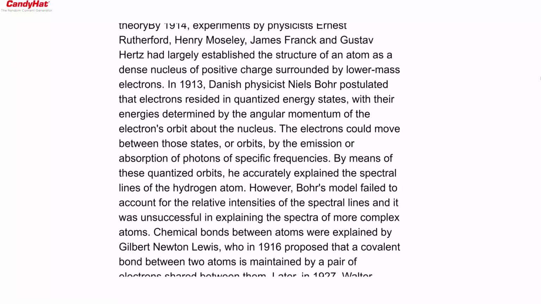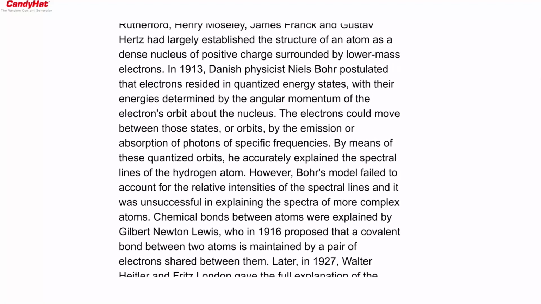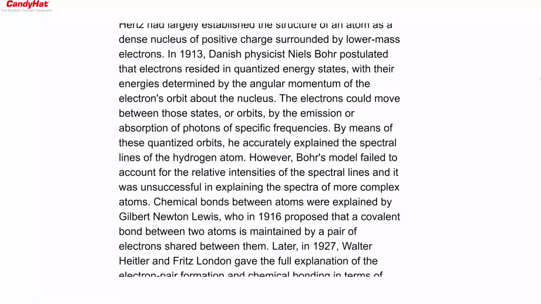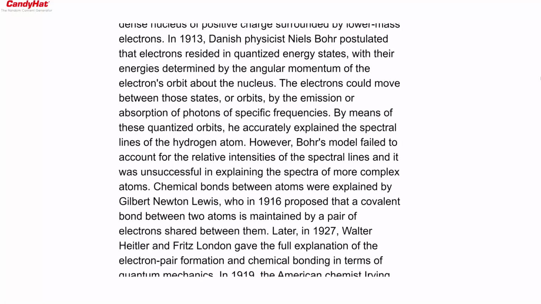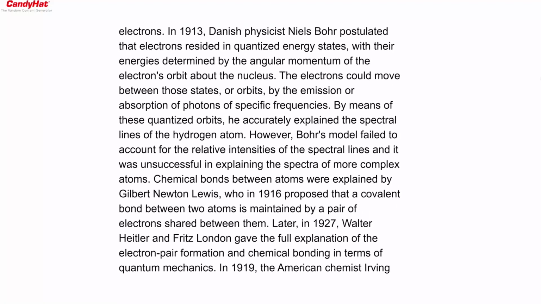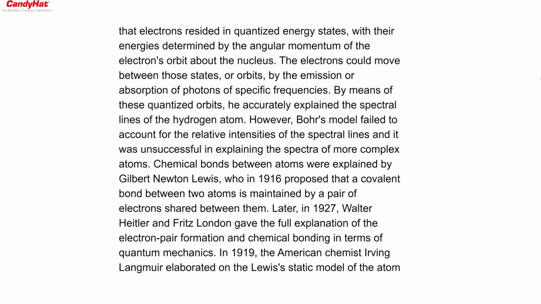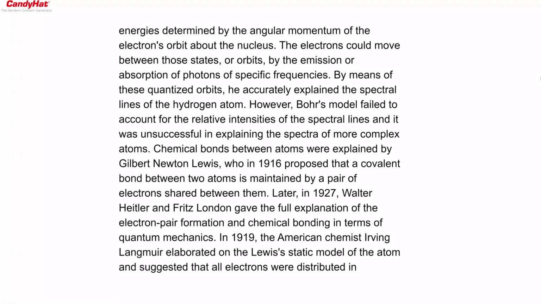Chemical bonds between atoms were explained by Gilbert Newton Lewis, who in 1916 proposed that a covalent bond between two atoms is maintained by a pair of electrons shared between them. Later, in 1927, Walter Heitler and Fritz London gave the full explanation of the electron pair formation and chemical bonding in terms of quantum mechanics.